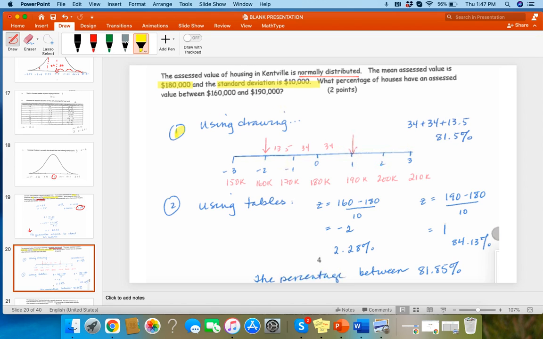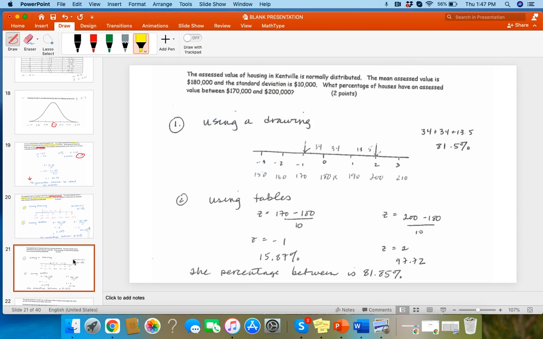So first thing, you could have used a number line. Put your deviations in, fill in the actual numbers. You're going from 160 to 190, so you can see that you're adding it up to 81.5. Second version uses z-scores in the tables, calculates a z-score for the first one and a z-score for the second one, and then finds their probabilities and subtracts them, getting an answer of 81.85. 2 different answers, just by a little bit, and either one was correct. Here's the second version. This one was similar, except it went from 170 to 200. So you can see that your z-scores were slightly different, but the percentages are exactly the same.